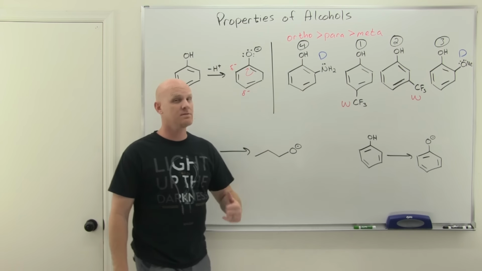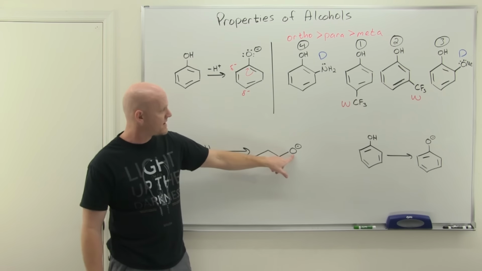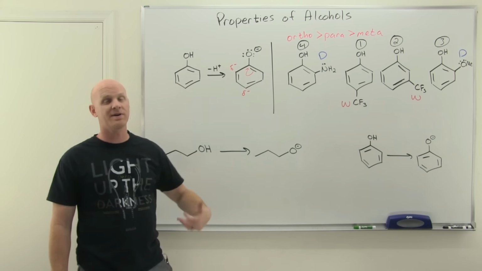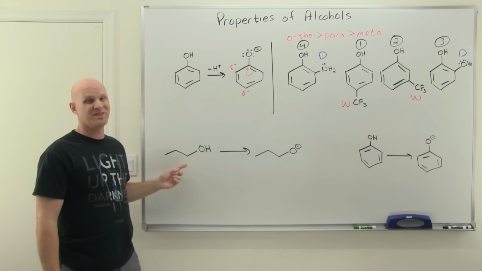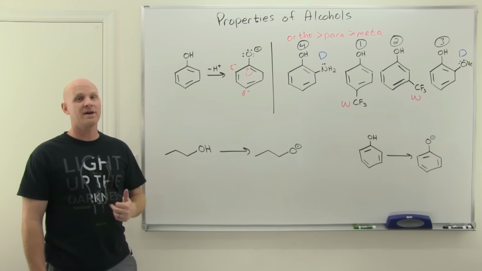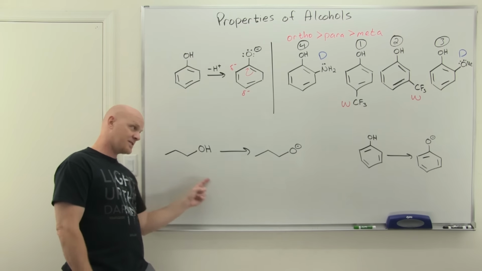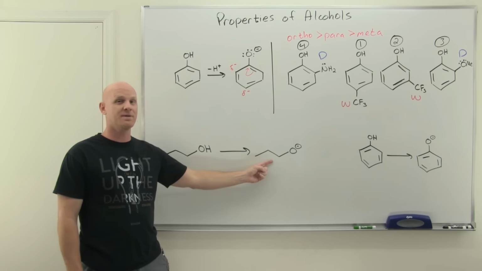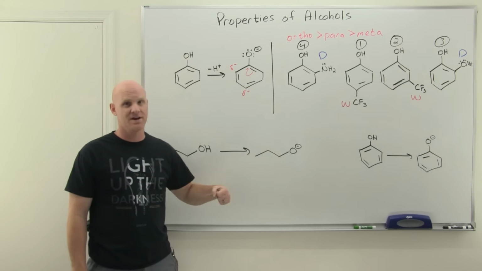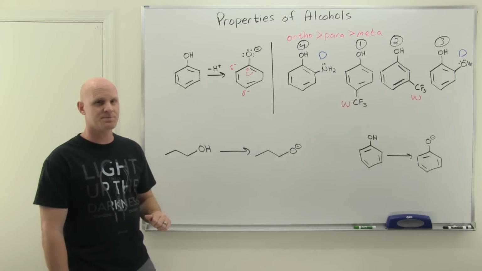And the reason you might want to do that is that once you put a negative charge on that oxygen, you now have a strong nucleophile and a strong base, whereas an alcohol is a weak nucleophile and a weak base. So if you're trying to do something like SN2, you're going to have to convert it into its corresponding conjugate base, the alkoxide ion, first. And so these are helpful reactions from a synthesis perspective.